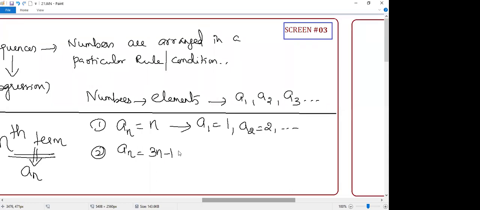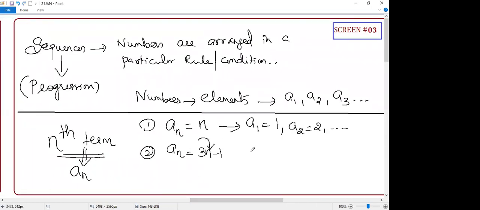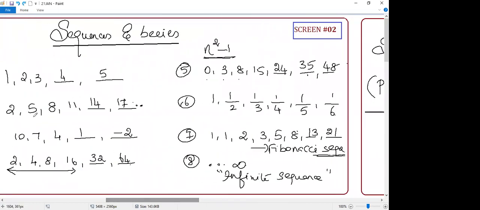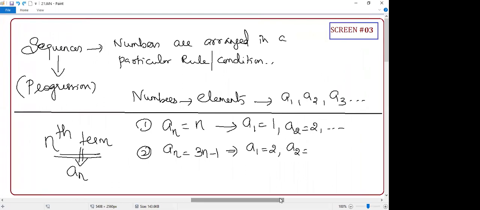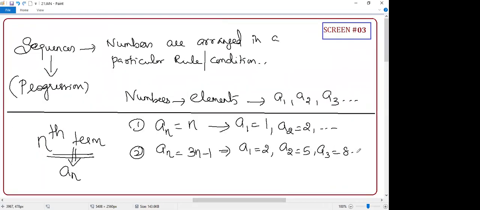Guys, apply this rule. Will it work or not? Check it. What is your n first? You will substitute 1 now. What will happen? 3 minus 1 is 2. Second is A2. If you substitute 2 here, 3 into 2 is 6, 6 minus 1 is 5. Are you getting this or not? This is called the nth term. We are going to learn everything in detail, student. You can check one more term also. n equal to 3, that's A3: 9 minus 1, are you getting 8? So are you crystal clear, student? Yes, sir.